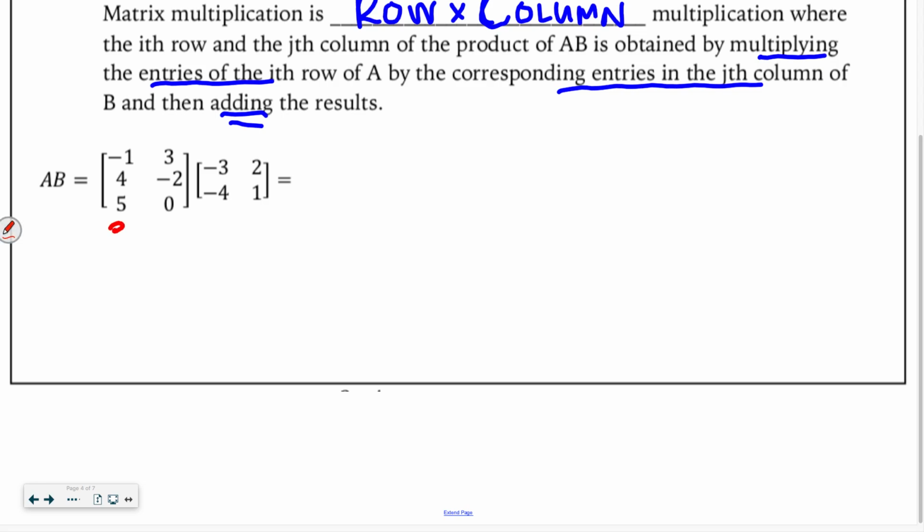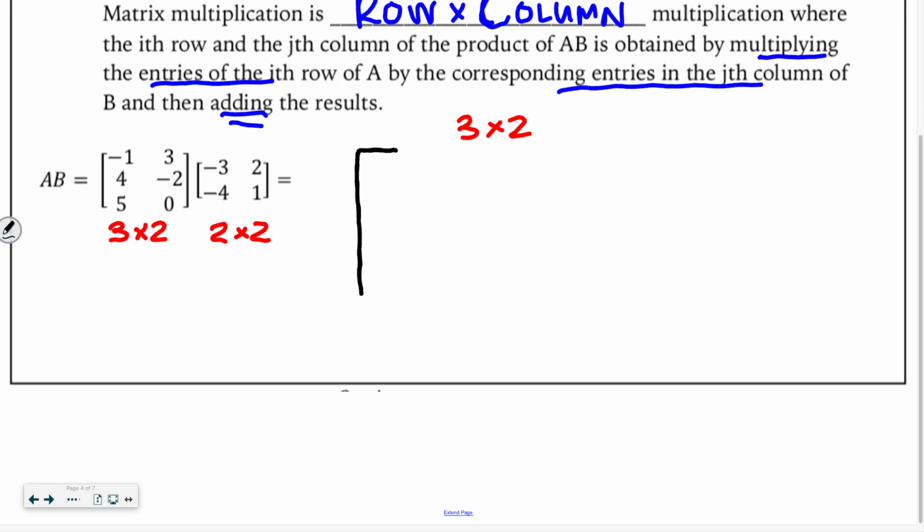3 by 2, 3 rows by 2 columns. And the order of matrix B? 2 by 2. Am I allowed to multiply those matrices? Yes, columns equals rows in the second matrix. What will the order of my answer be? 3 by 2. So that means I have how many entries in my answer matrix? I have 6 entries, 2 in each row. Okay, and I have 3 rows.